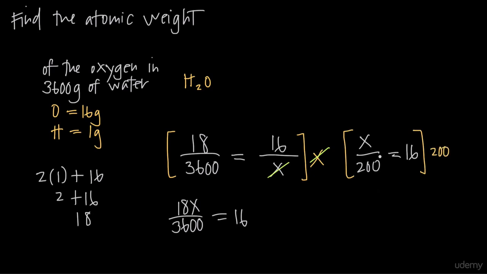That'll get my 200 over here in the denominator to cancel with this 200 in the numerator. So that's just going to leave me with x on the left-hand side. On the right-hand side, 16 times 200 is going to give me 3,200. And since we've been working in grams, I can call that 3,200 grams. So what this tells me is that if in a single molecule of water, the oxygen makes up 16 of 18 total grams, then I know that if I have 3,600 grams of water, the oxygen is going to make up 3,200 grams of that 3,600 grams.